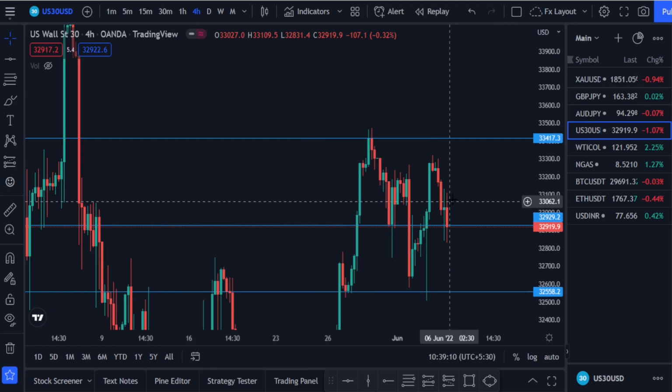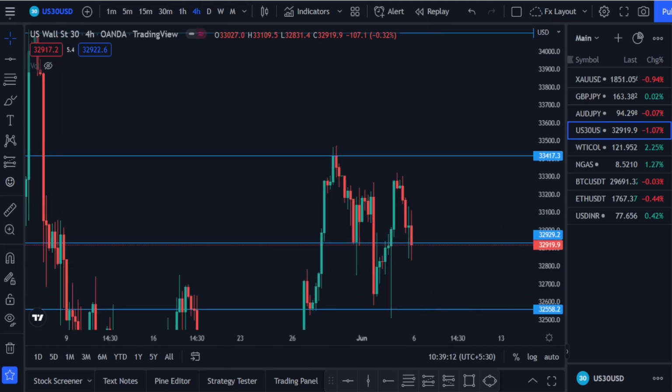If that doesn't happen, and we want to look for long trades, in that situation we have to wait for the price to give us a break and close above the resistance area. And if we get a 4-hour closure above this resistance area, then we can wait for the next candle to make the bottom wick or retest the recently broken zone and move to the next resistance like this. So this is something we are going to expect on the 4-hour time frame.